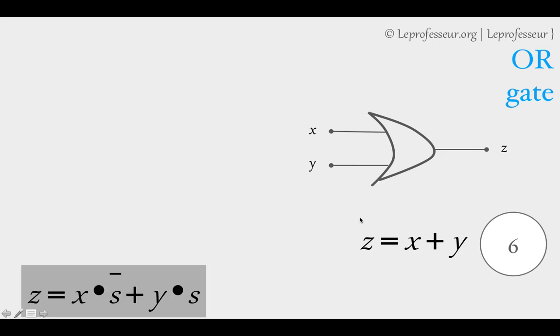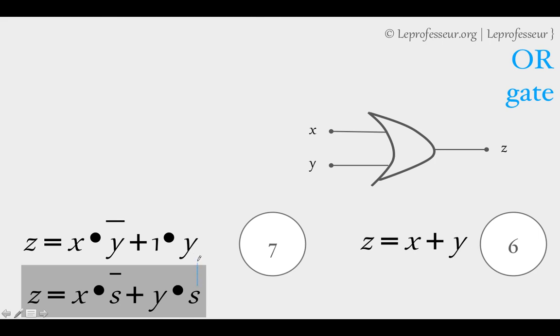Now, we need to come up with this equation, g equal to x plus y, and we have z equal to x dot s bar plus y dot s, the multiplexer's equation. Intuitively, we are trying to express this equation in the form of the multiplexer's equation, and we need to make use of the select line somehow. So think about it: if we give s as y, then we achieve this function.